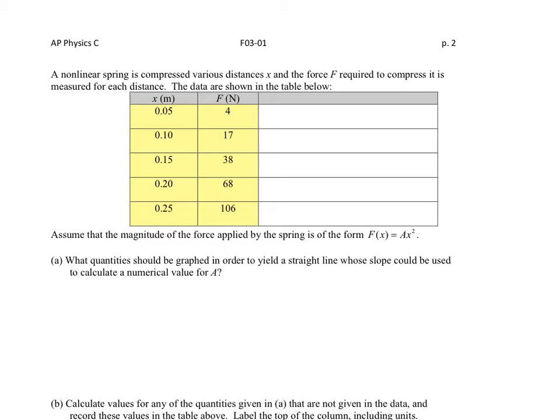So a couple of important things to note. It is a non-linear spring, which they emphasize right here. So we can't use any Hooke's law stuff. No F equals minus kx, no potential energy equal to half kx squared. So keep that in mind.